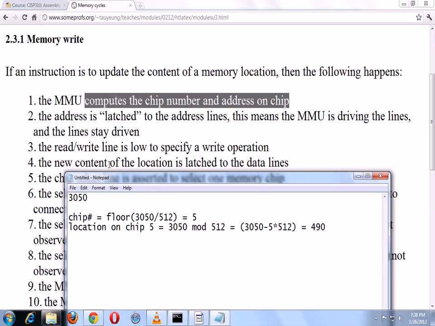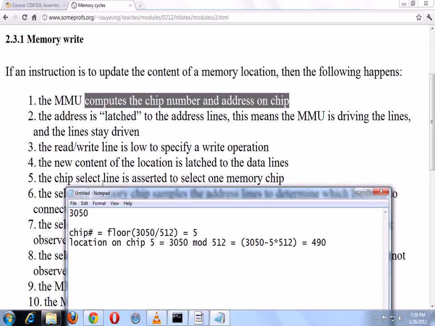In other words, if the new content of that memory location is supposed to be, let's say, A6 in hexadecimal, then the binary bit pattern of A6 would be 10100110. Okay, so that particular bit pattern will be driven by the MMU so that the data lines will have exactly that particular pattern. Now, of course, when you're talking about voltages on the line, you can only specify high and low and not necessarily zeros and ones. So it will be high, low, high, low, low, high, high, low on the 8 data lines.